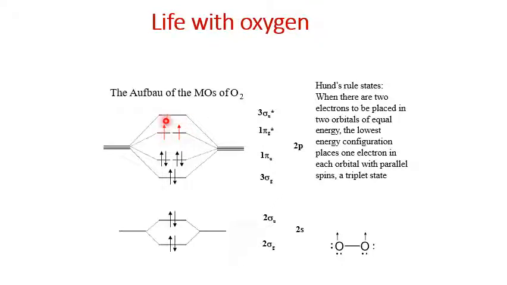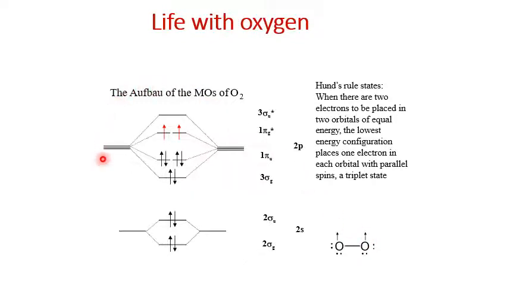This is also according to Hund's rule, which states that when there are two electrons to be placed in equal-energy orbitals, the lowest energy configuration is the one where one electron is placed in each orbital with parallel spin, and it forms a triplet state. So oxygen can be designated as shown here: over two oxygen atoms there is one unpaired electron each, with the same spin.